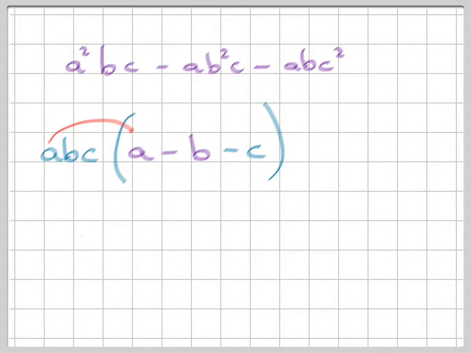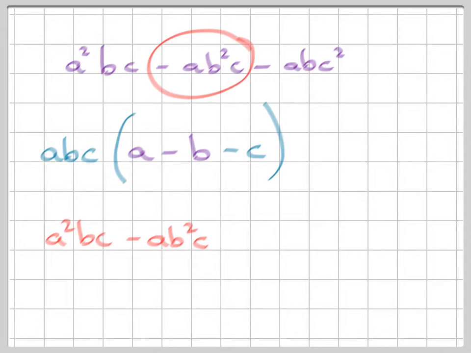ABC times A will be A squared BC. So that matches that already. Okay. Then ABC times minus B will be minus AB squared C. That matches that. Okay. And then ABC times minus C will be minus A, B, and then a C squared. And that matches that. So we're back to our original.